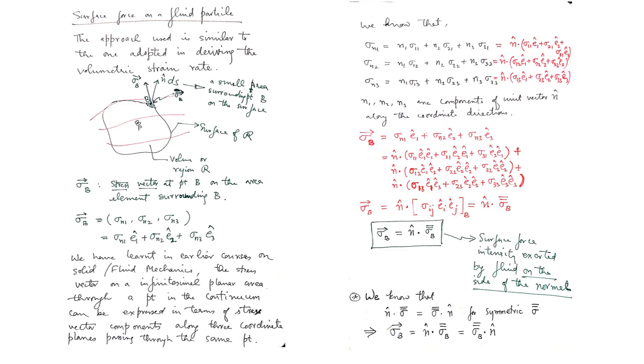Therefore, we have this result that stress vector σ_B can be written equivalently as n cap dot σ_B, or stress tensor at point B, or flipping the tensor, keeping it first: stress tensor at point B dot n cap. So दोनों तरीके से आप σ_B को लिख सकते हैं, taking advantage of the fact that the stress tensor at any point in the fluid is symmetric.